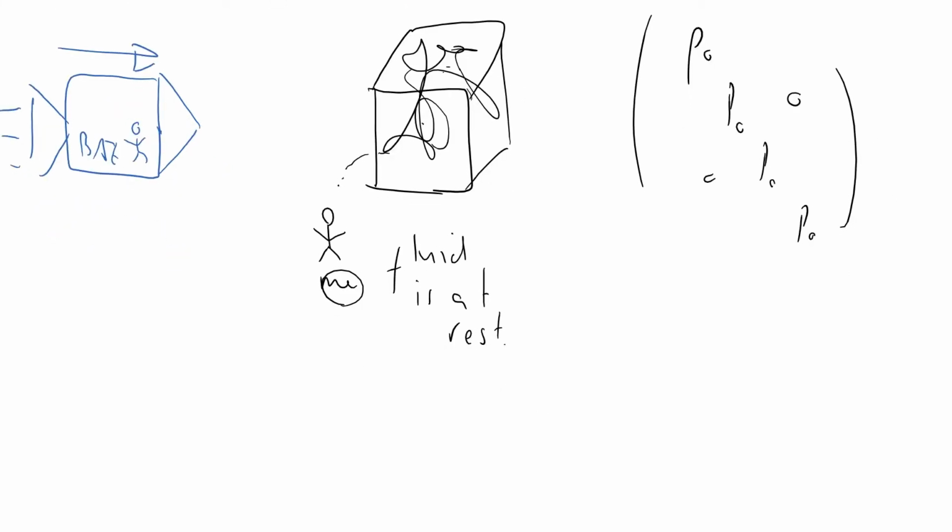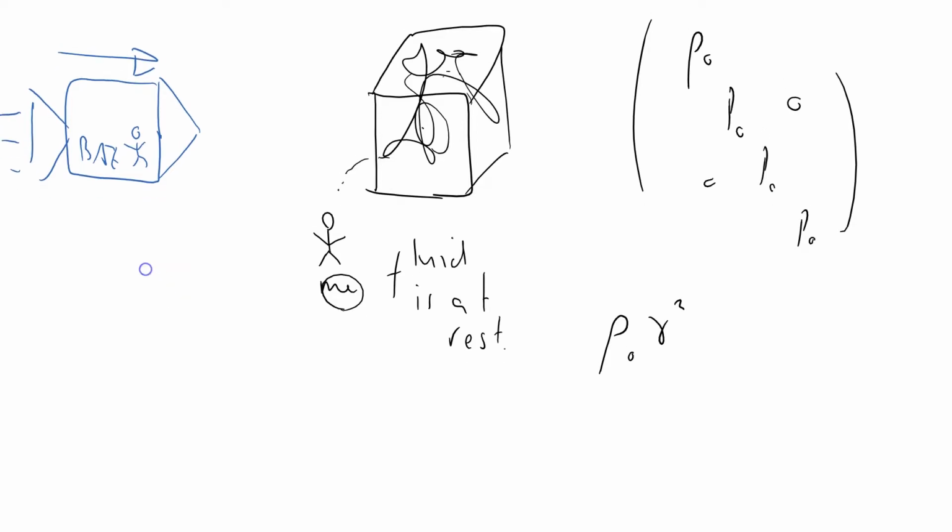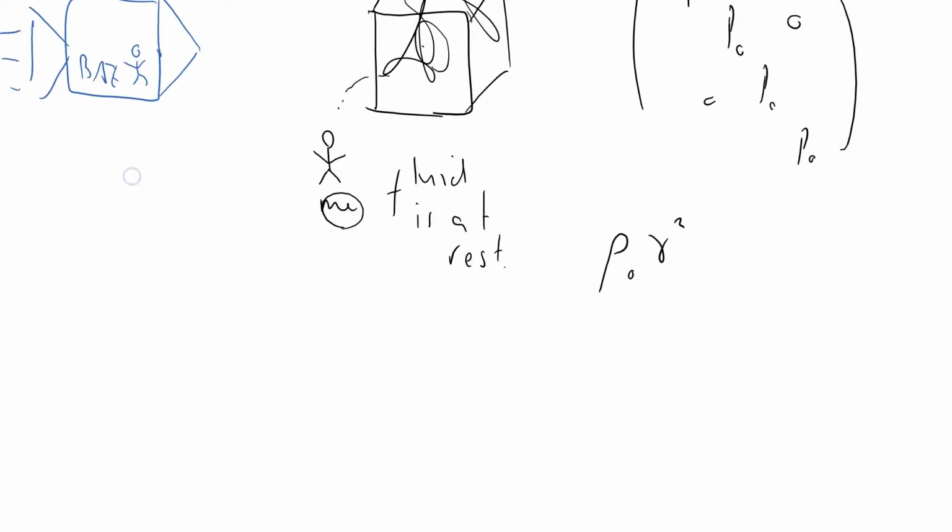Baz will see, at least he will see the energy density going as rho 0 gamma squared, as we've talked about before. So what I need to do is to figure out how to express the stress-energy tensor in such a way that it makes it clear what Baz perceives the stress-energy tensor to be. And in order to do that, I've got to express the stress-energy tensor T in terms of physically meaningful quantities.